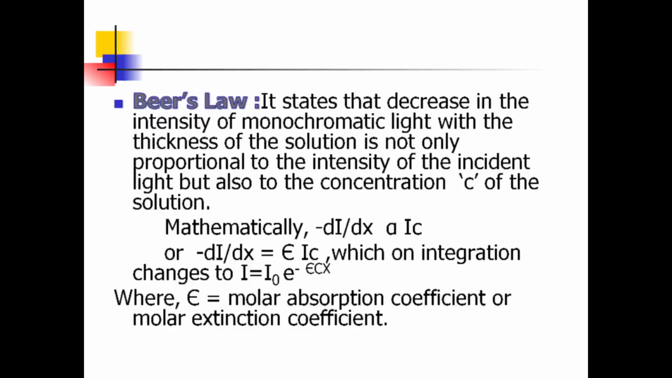Beer's law. It states that the decrease in the intensity of monochromatic light with the thickness of the solution is proportional not only to the intensity of incident light but also to the concentration of the solution. Mathematical formulation: minus dI divided by dx is directly proportional to IC. We put the proportionality constant epsilon. Epsilon is the molar absorption coefficient or molar extinction coefficient.